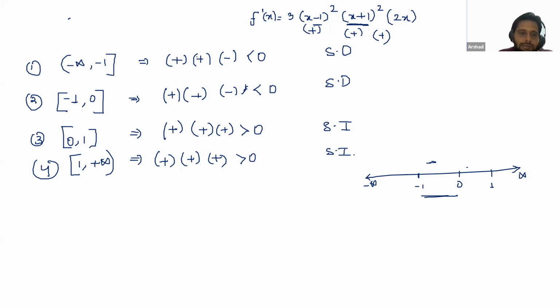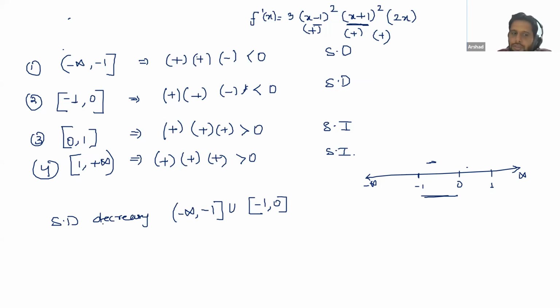Okay, so that means strictly decreasing on which interval? This one, minus infinite to minus 1, and we will write union, minus 1 to 0. So we have these two intervals. On these two, it is strictly decreasing. So we will combine the result. Strictly decreasing on this interval.